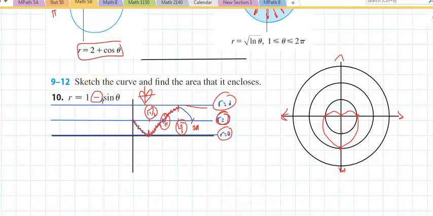And if I start tracing, I notice that from 0 to pi over 2, I'll get that much. To pi, I'll get that much. To 3 pi over 2, it seems this area would be the integral from 0 to 2 pi of 1/2, and r is 1 minus the sine of theta, squared, d theta.